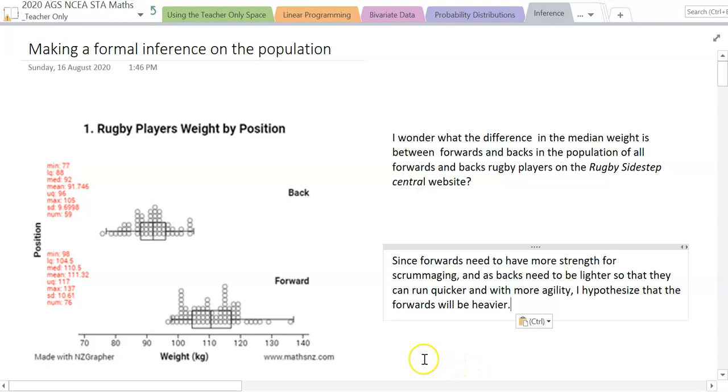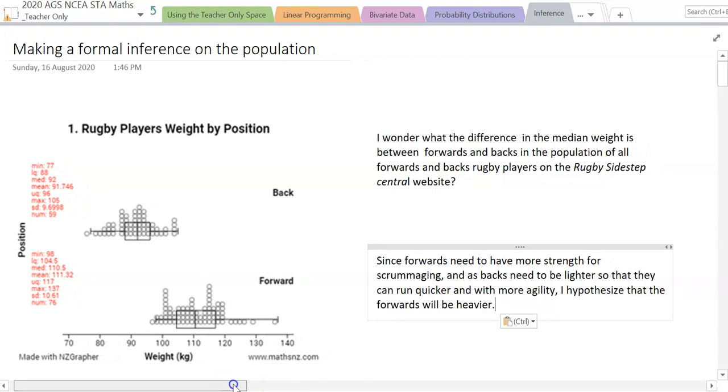Now you go and write up your analysis about these two sets of data. Once you finish the analysis, then you're going to make the formal inference. You're going to try and make some decision about the population. This is the key thing. We're talking about the population. We're going to make a call about the population based on this one sample that we've got here. This sample isn't the population. This is a sample. It's part of the population of rugby players that are listed on that website.